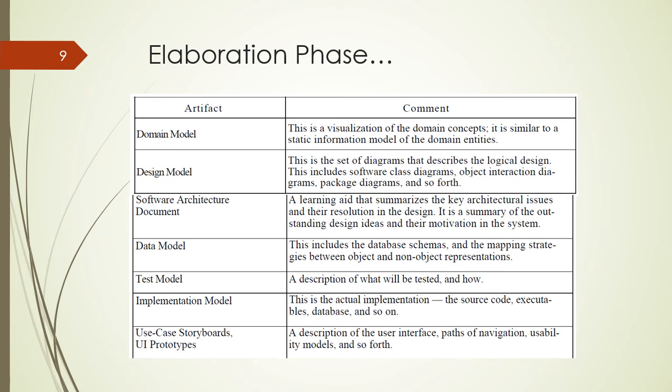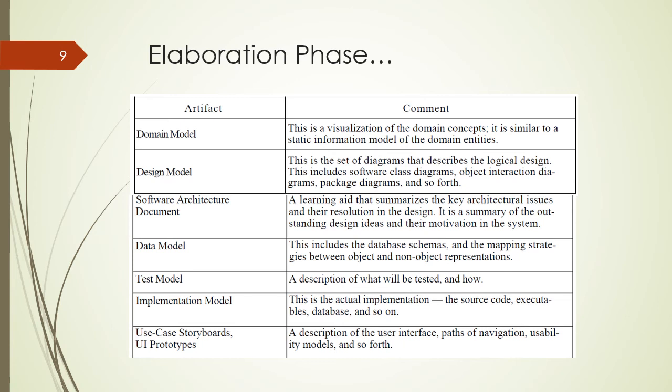Now the artifacts for the elaboration phase. You have domain model, design model, software architecture document, data model, test model, implementation model, and use case storyboards and UI prototypes. Now the first artifact, that is domain model. This is a visualization of the domain concepts. It is similar to the static information model of the domain entities. Design model, this is a set of diagrams that describe the logical design that includes software class diagrams, object interaction diagrams, package diagrams, and so forth. That is, most of the UML diagrams we are going to complete in this.